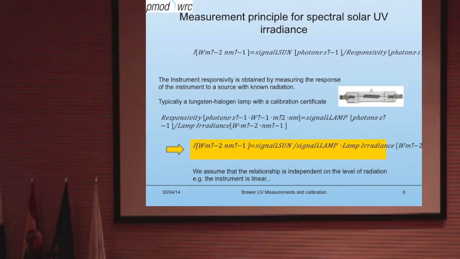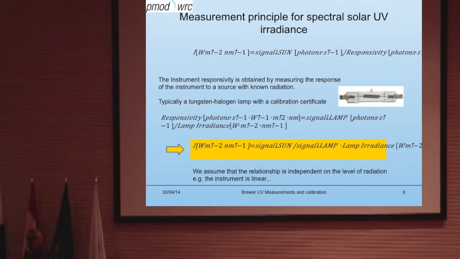Now, how do you get the responsivity? The responsivity you get by measuring a known radiation source, typically a halogen lamp, 1000 watt, 50 watt, whatever you have in your lab that has a certificate that specifies that for the specific wavelength, for the specific geometry and setup, you would get this amount of radiation. And when you make the measurement of this reference lamp, you would then be able to determine your responsivity.